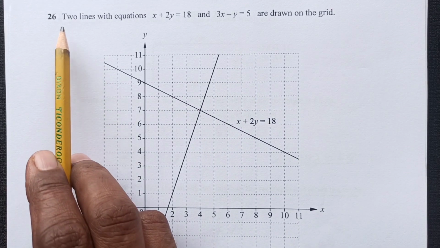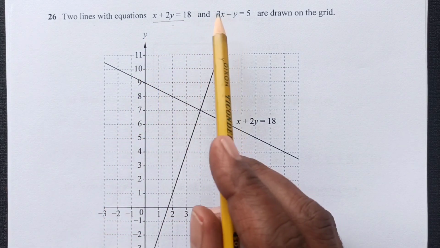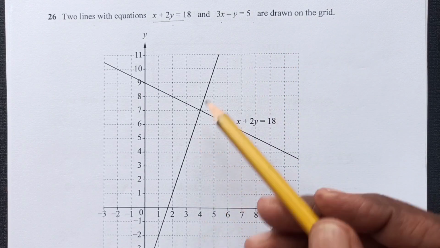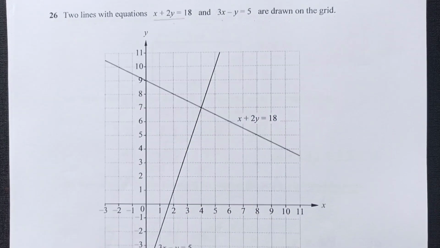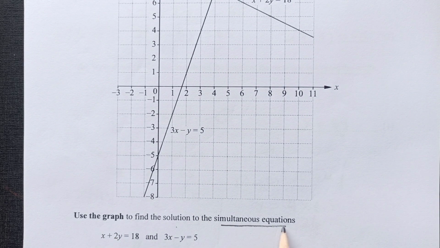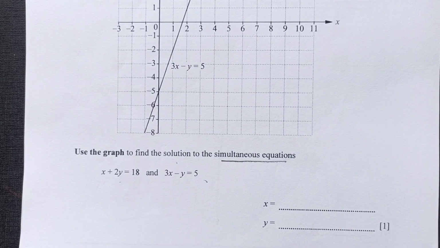So let's start. Number 26. Two lines with equations x plus 2y equals 18 and 3x minus y equals 5 are drawn on the grid. You can see these two lines here. Use the graph to find the solution of the simultaneous equations. We need the values of x and y.